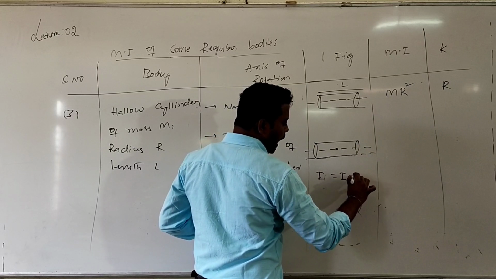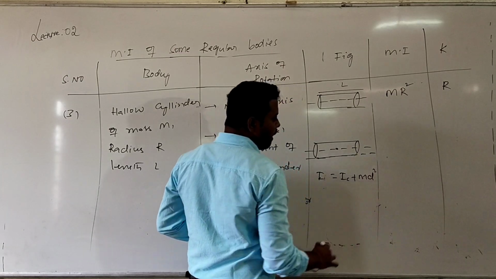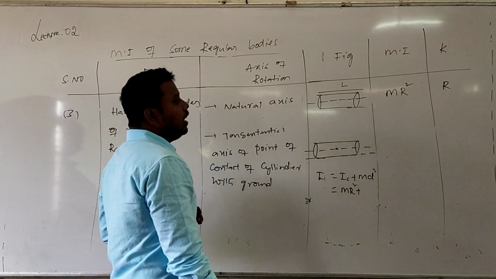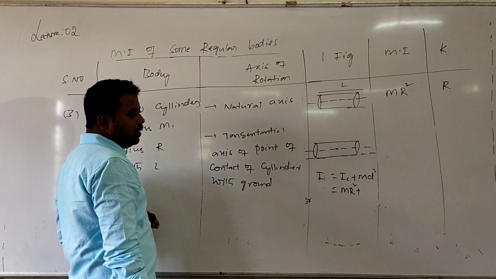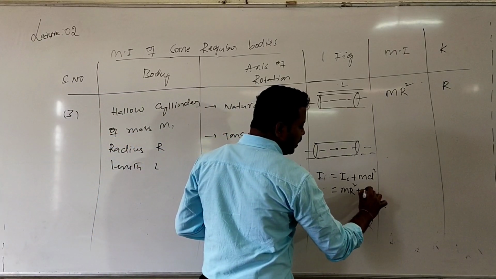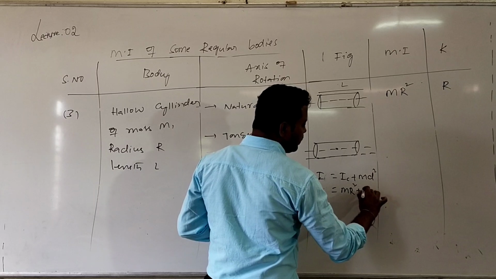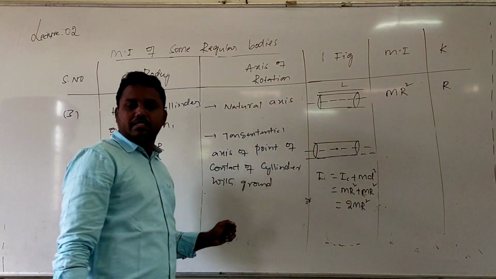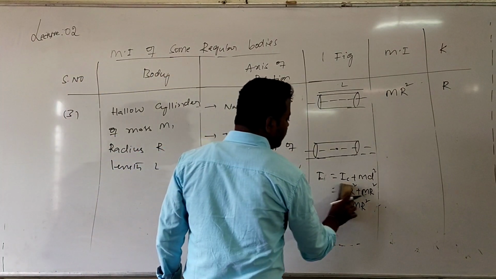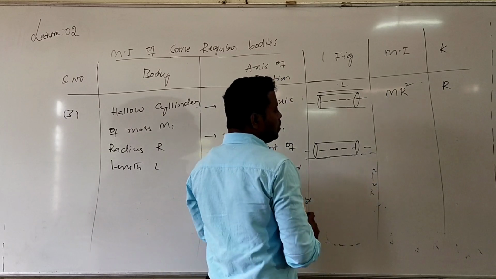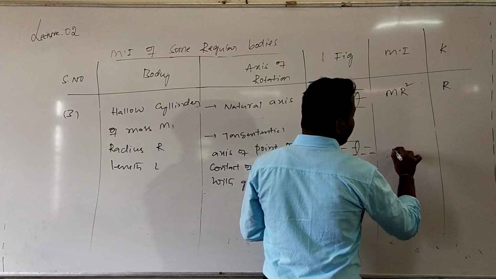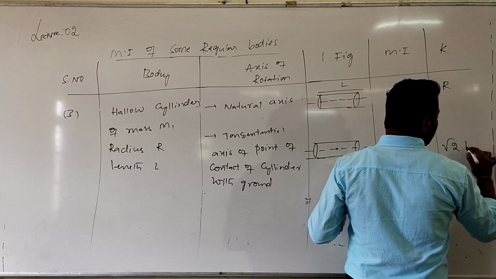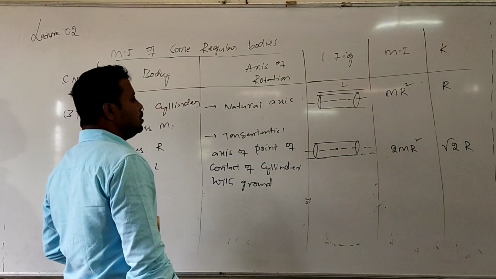I is equal to IC plus M d square. Correct? IC value is MR square, plus M into d square. Now this is M R square. Finally, what we get as the answer is 2 M R square, by applying the parallel axis theorem. So here the answer is 2 M R square. What is the radius of gyration? Root 2 into R. So the second axis is over.